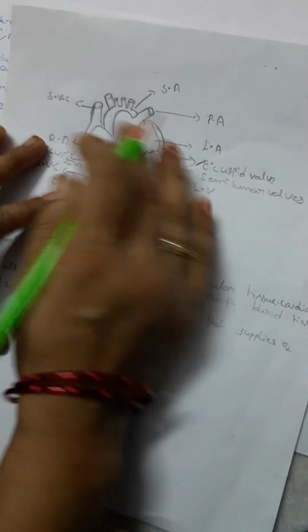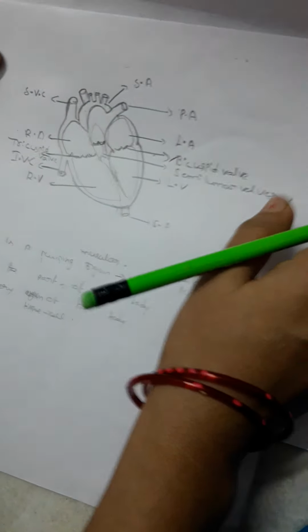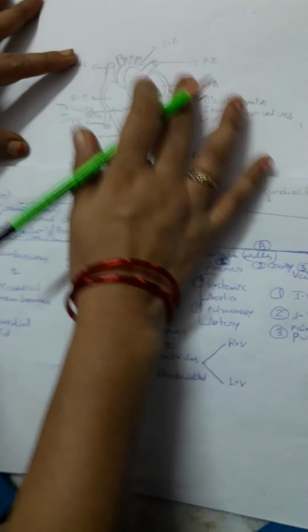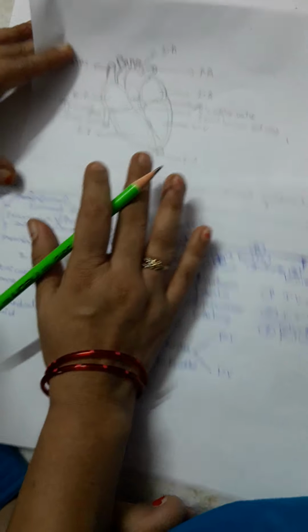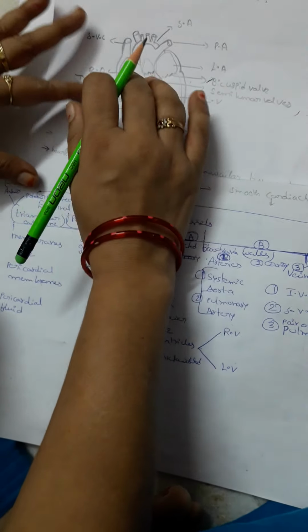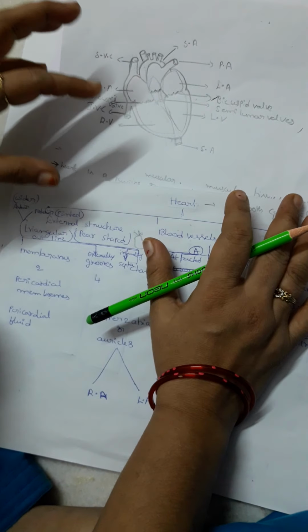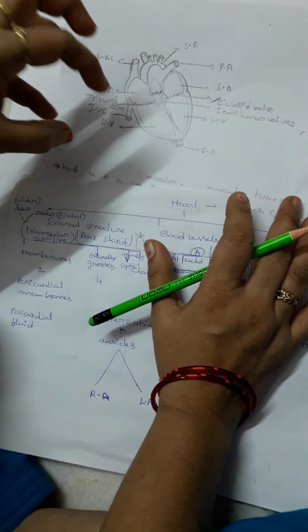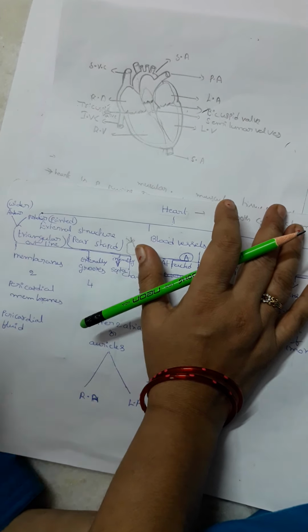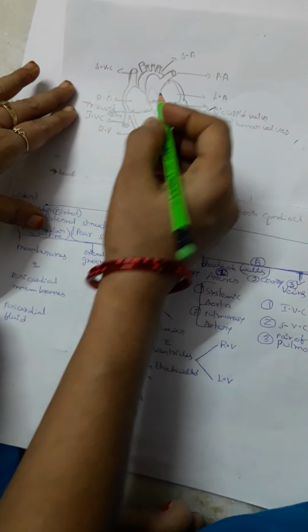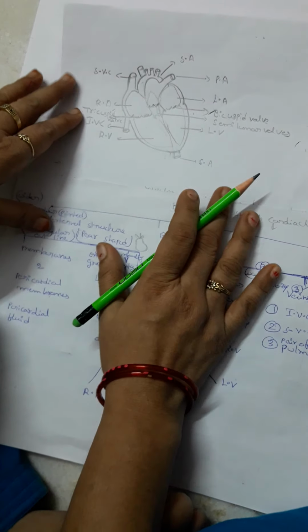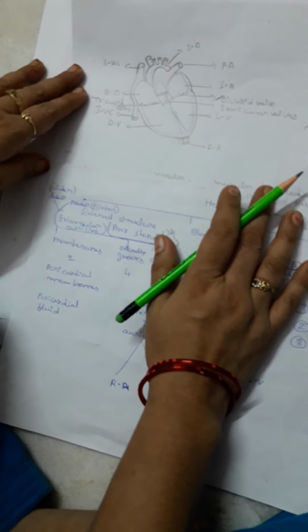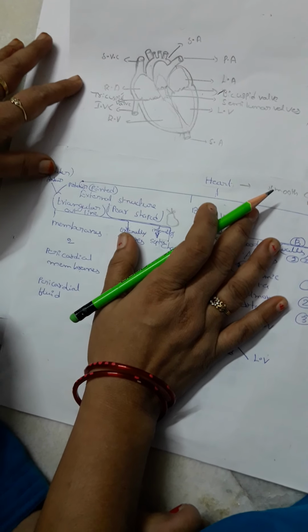Okay, now I will explain the heart diagram. About the heart. Heart is a pumping organ which pumps the blood throughout the body. It applies some pressure. All the chambers apply pressure so that the blood is forced to all the parts of the body through the systemic aorta. So what is meant by heart? It is nothing but a pumping organ.